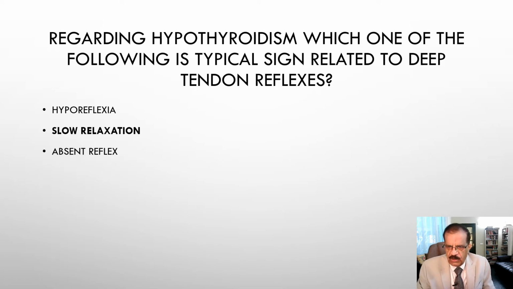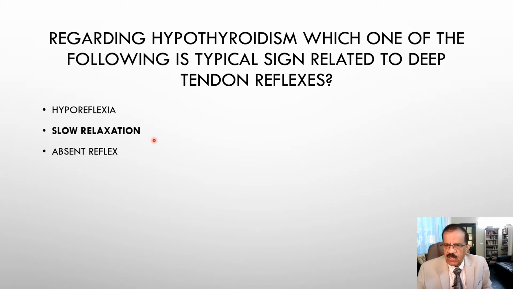Slow relaxation, also called Woltman sign. Now, of course, I understand in advanced disease, reflexes may become absent, but I can't imagine any situation in hypothyroidism where there would be hyperreflexia unless there is some other neurological condition. So the typical neurological sign in advanced hypothyroidism is slow relaxation of deep tendon reflexes.